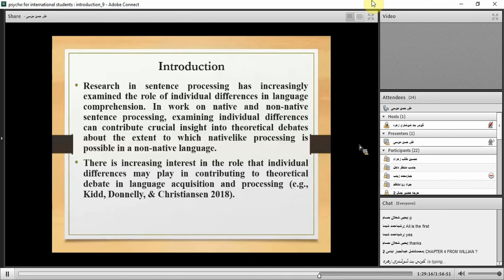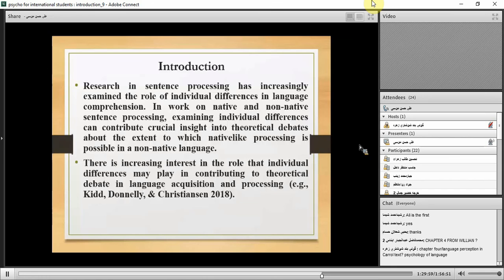Research in sentence processing has increasingly examined the role of individual differences in language comprehension. In work on native and non-native sentence processing, explaining individual differences can contribute crucial insight into the theoretical debate about the extent to which native-like processing is possible in a non-native language. There is increasing interest in the role that individual differences may play in contributing theoretical depth in language acquisition and processing.